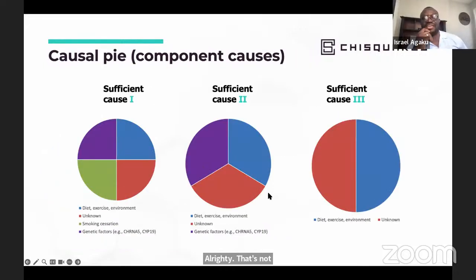Now let's look at our question, the smoking cessation question. Here we have 3 sufficient causes: sufficient cause 1, 2, and 3. In sufficient cause 1, you have diet, which is blue. You have unknown, because there's something we just don't know about why an individual has the condition. Then you have smoking cessation here. And then the purple is genetic factors. So in regards to our question, how would you describe smoking cessation regarding its effect on weight gain? Would you say it is necessary?